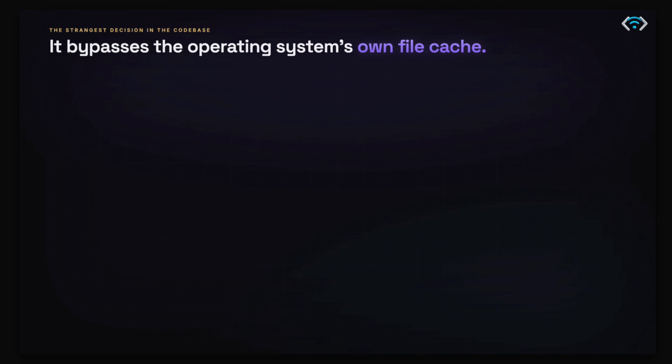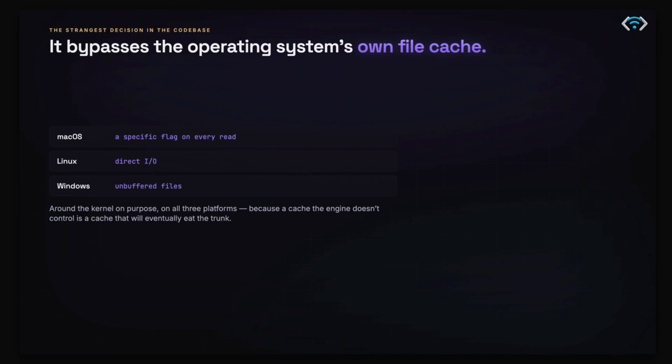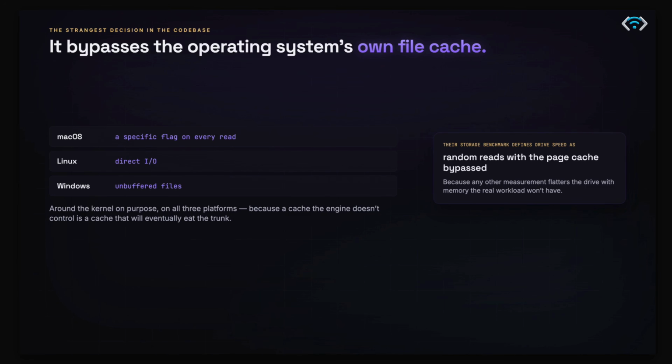It was to stay out of the operating system's way, which explains the strangest design decision in the codebase, the one that reads like paranoia until you've seen this table. The engine deliberately bypasses the operating system's own file cache. On the Mac, a specific flag on every read. On Linux, direct I/O. On Windows, unbuffered files. It goes around the kernel on purpose on all three platforms because a cache the engine doesn't control is a cache that will eventually eat the trunk.